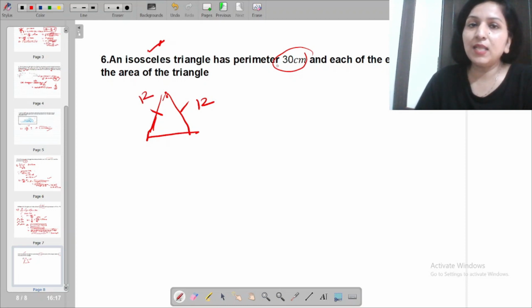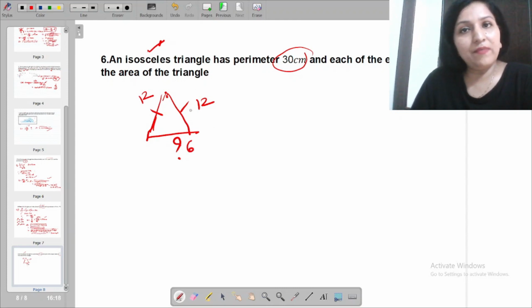हमने एक और क्वेश्चन किया था, आप थर्ड साइड निकाल सकते हो. 12 plus 12 is 24. 30 में से 24 माइनस करोगे, third side is 6. All the three sides are given. Now you can easily find what is the area of this isosceles triangle.